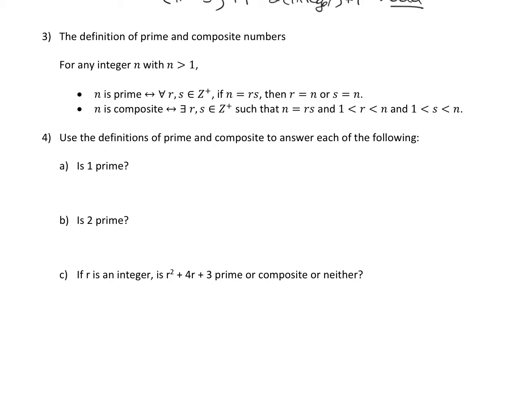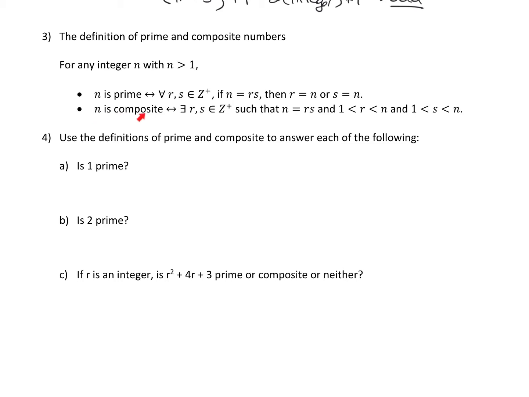Let's talk about the definition of prime and composite numbers now. For any integer n with n bigger than 1, n is prime if and only if, for all integers, if you can write n as the product of any 2 integers, then one of those integers must be the original number n. No matter how you factor it, if you can write n as the product of 2 numbers, one of these numbers must be n, and then the other one would have to be 1 by default.